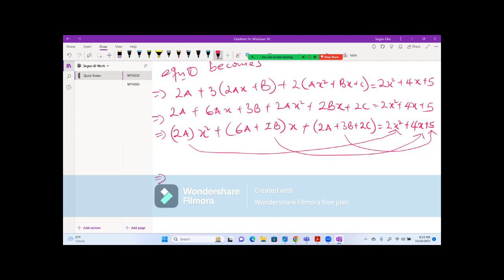So the comparison will now be 2a x squared equals 2x squared. So x squared, we cancel x squared. Then we have 2a equals 2. If you divide both sides by 2, what do you have? Your a is equal to 1.